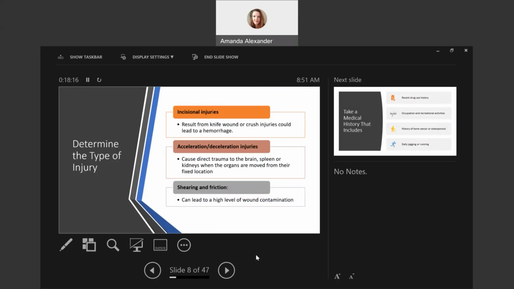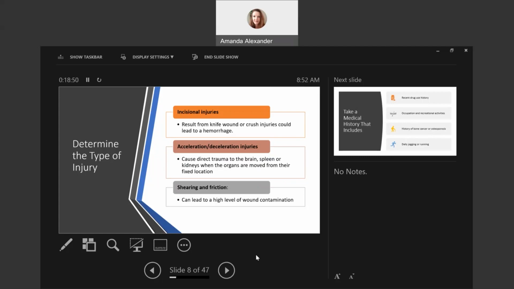Acceleration, deceleration injuries. If you think about acceleration, deceleration injuries, they are direct trauma to organs such as the brain, the spleen, and the kidneys. When these injuries occur, if you remember the contrecoup injury, like the brain hitting the front of the skull and then bouncing back and damaging both the front and the distal portion of the brain, you will remember this one.